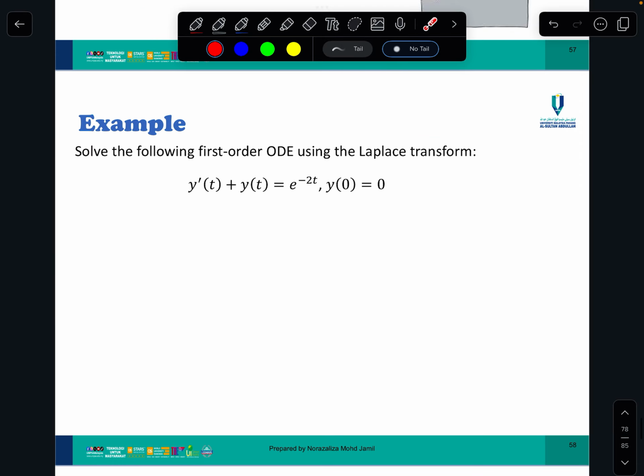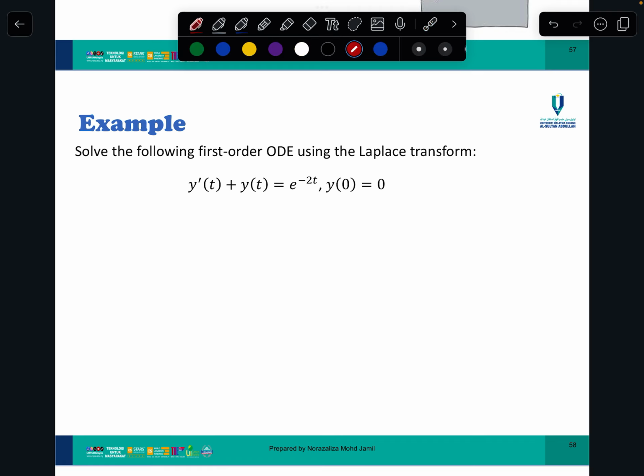Okay, now let's do this example. Solve the following first order ODE using the Laplace transform. The ODE is y'(t) plus y(t) equals e^(-2t), y(0) = 0. y(0) equal to 0 is the initial condition, and the ODE itself is this equation.